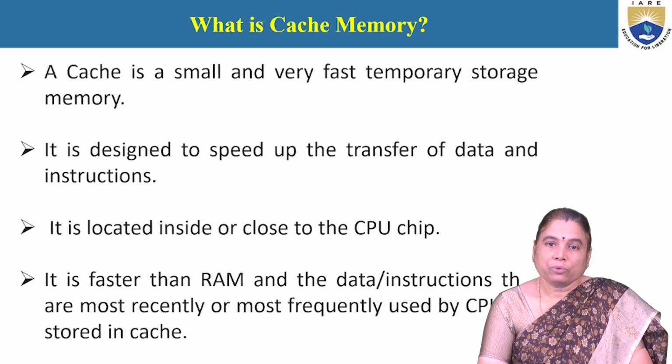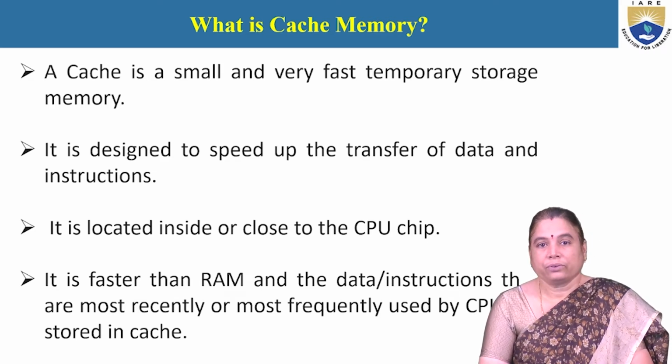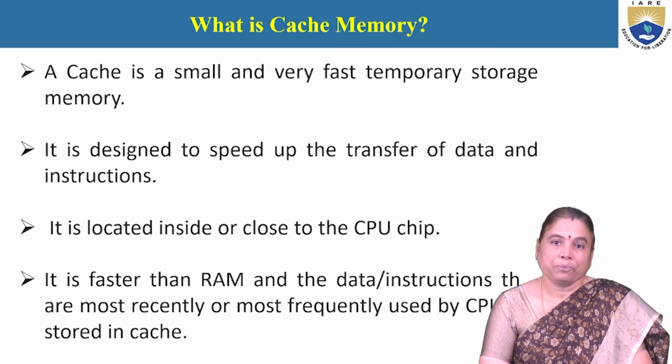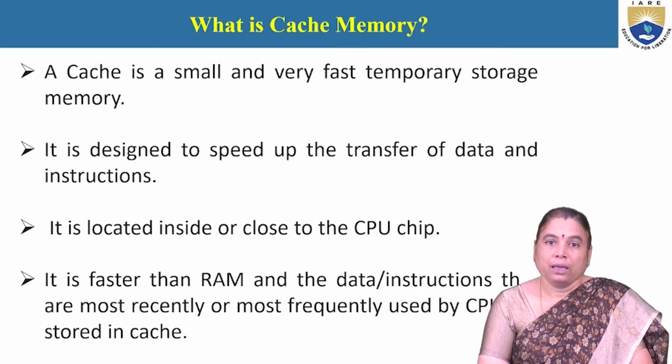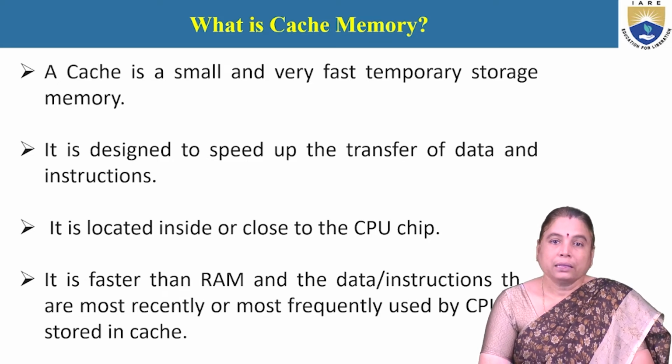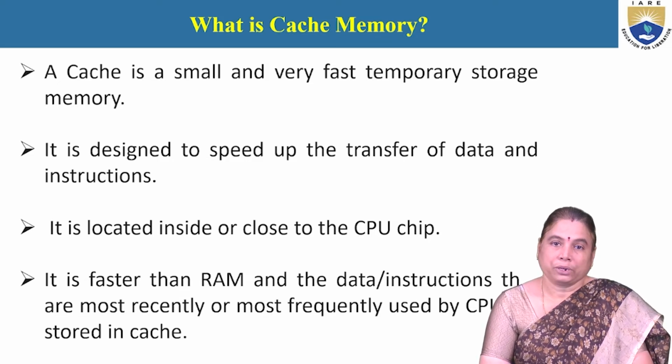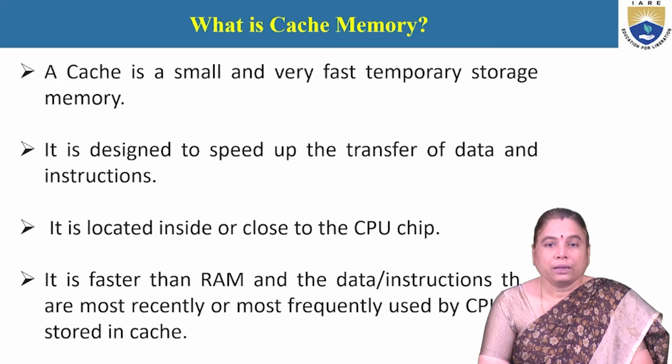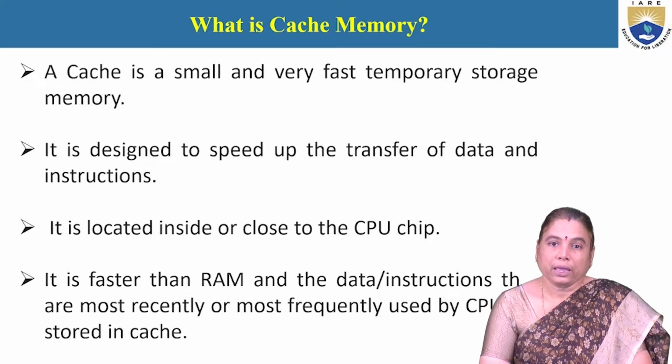During execution, the CPU first searches for the instruction in the cache memory. If the instruction that is searched for is available in the cache memory, then that is a hit operation. If the required or demanded instruction is not available in the cache, it is a miss operation. In that case, the CPU searches for the demanded instruction in the main memory.